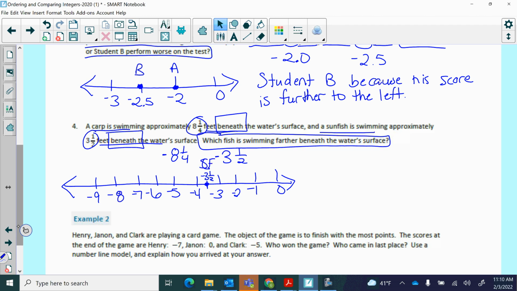And then I have my carp that is swimming -8¼ beneath the surface. So where is -8 1/4 going to come? Okay, you're close. It's more than 8 because it's 8 and 1/4. So it would actually be between 8 and 9. So -8 and 1/4, and that's my carp.